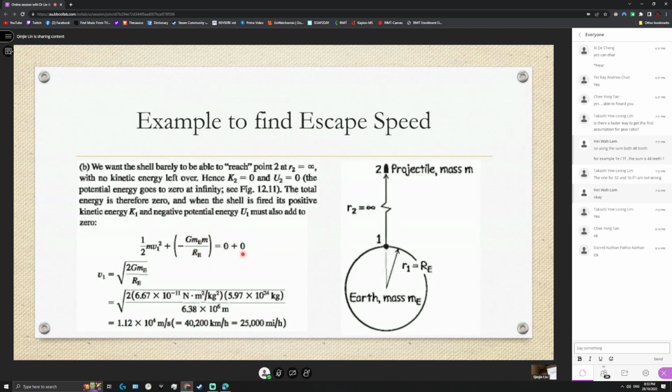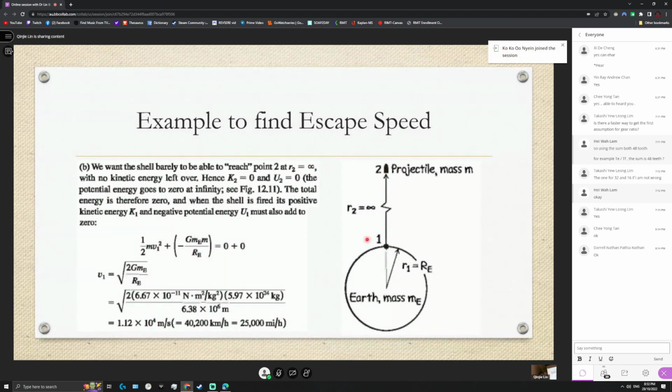Then on the right hand side is the energy for point 2. But as we had described, K will be equal to 0. U will also be equal to 0. So you see, this is also one of the reasons why potential energy is negative. If it is negative, then it will always become less negative, increasing, until it reaches 0. Then it breaks free already.